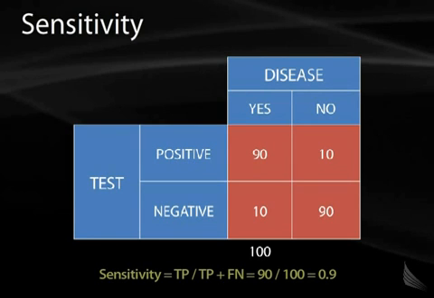test. So in this case, we have 100 people who have the disease, 90 of which tested positive and 10 tested negative. We also have 100 people without the disease, 90 of which tested negative and 10 of which tested positive. So given these data, we can compute the sensitivity of the test. It's simply the number of people who had a true positive divided by all the people who had the disease, in this case 90 over 100, giving us a sensitivity of 0.9 or 90%.